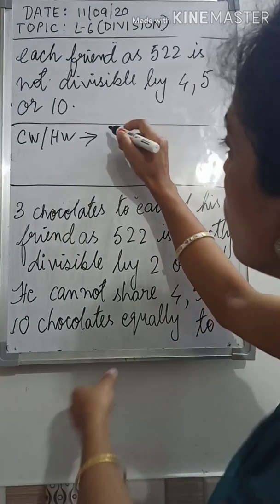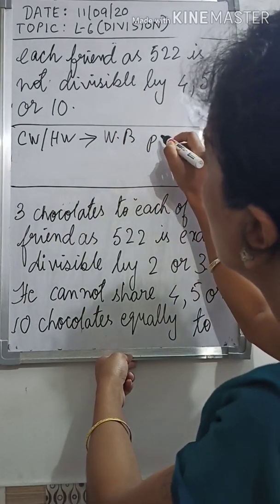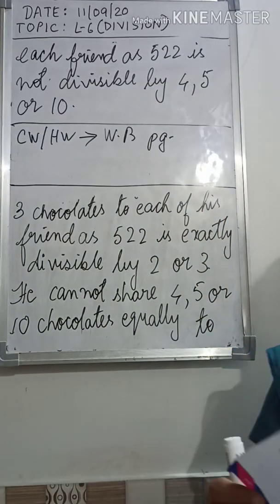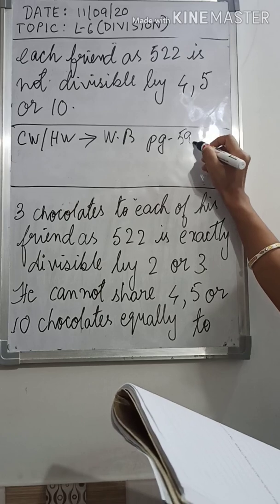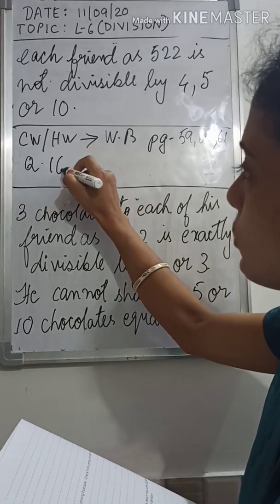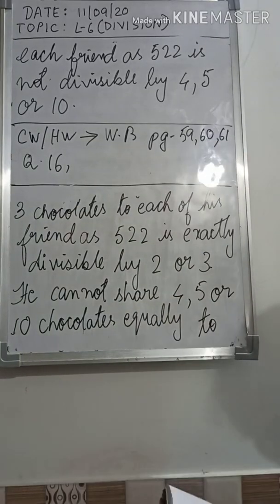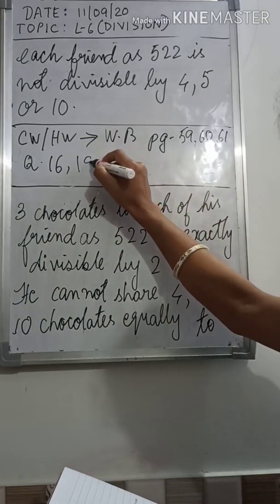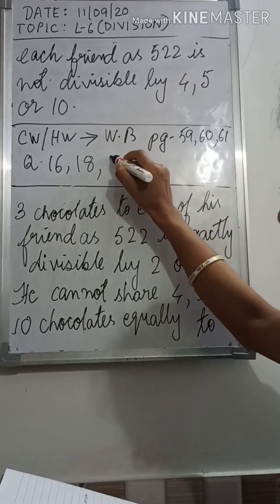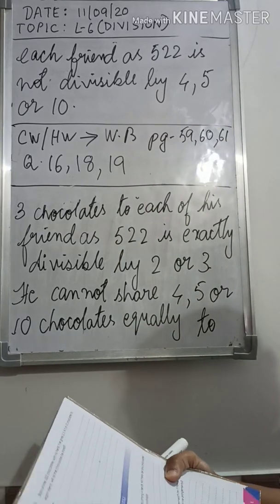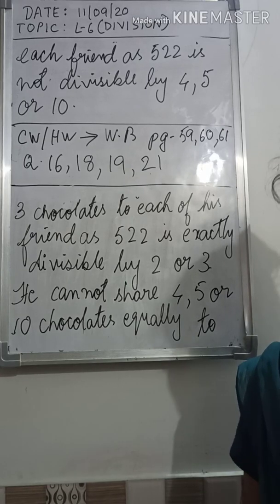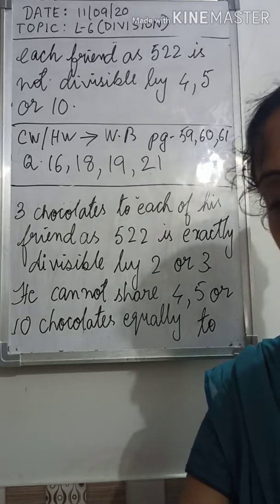So your homework is workbook, pages 59, 60 and 61. Those who have not done question number 16, you will do question number 16 also. Question number 18 I have discussed with you. Question number 19 is also discussed with you. And question number 21. So I have given you 4 sums. So I am giving you 1 minute so that you can note down everything.